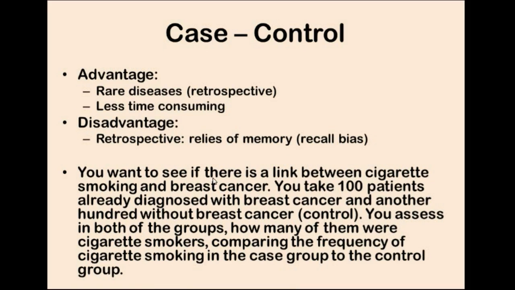Let's say you want to see if there's a link between cigarette smoking and breast cancer. So you take 100 people, or patients, already diagnosed with breast cancer, and another 100 people without breast cancer. So that's your control group without the breast cancer. You assess in both of the groups how many of them were cigarette smokers, comparing the frequency of cigarette smoking in the case group to the control group. This is an example of a case control study.